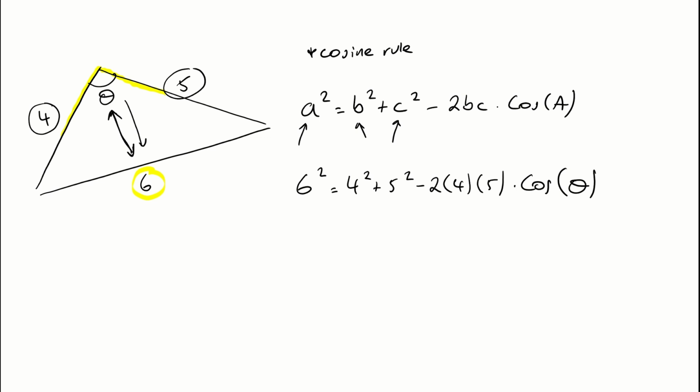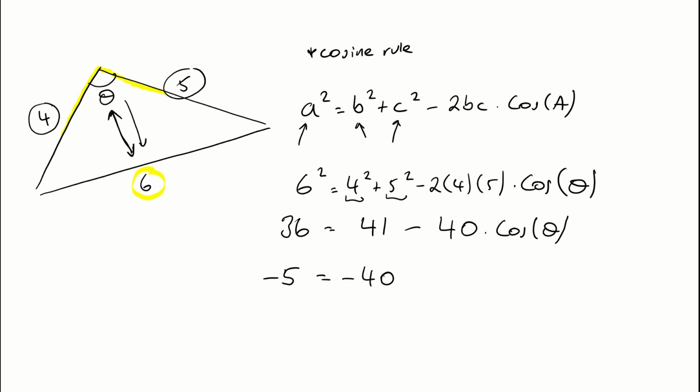So now we start to do a little bit of algebra to try and rearrange this equation. So I see that this is 36, 4 squared is 16, 5 squared is 25, so add them together for 41. Subtract 2 times 4 times 5, which is going to give me 40 times the cosine of theta. And I can continue to rearrange this. So let's subtract 41 from both sides. I get negative 5 is equal to negative 40 times the cosine of theta.